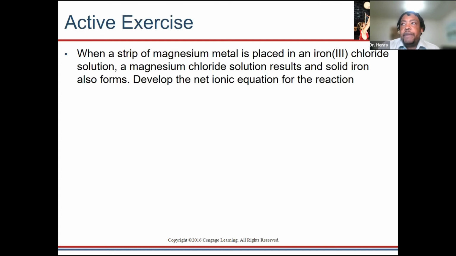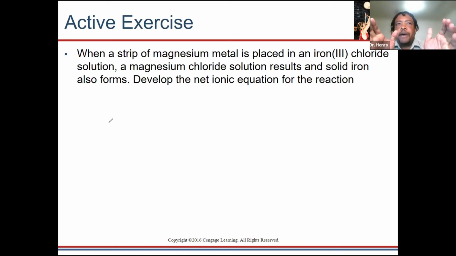When a strip of magnesium metal is placed in an iron 3 chloride solution, a magnesium chloride solution results and solid iron also forms. Develop the net ionic equation for the reaction. Okay, so first, let's write the conventional equation.